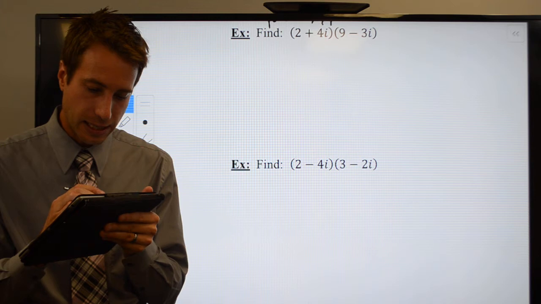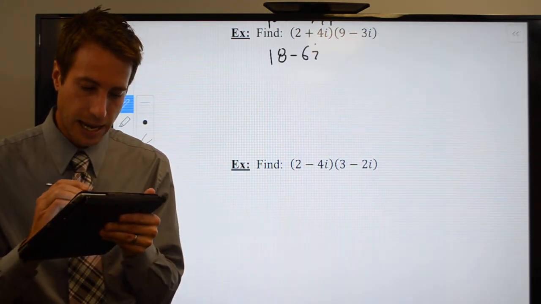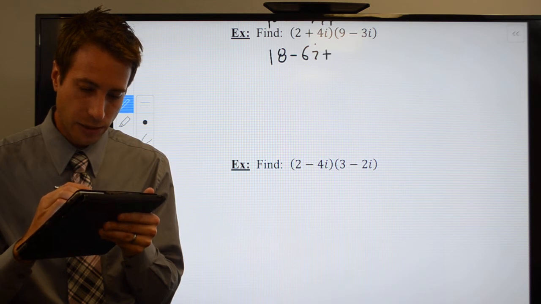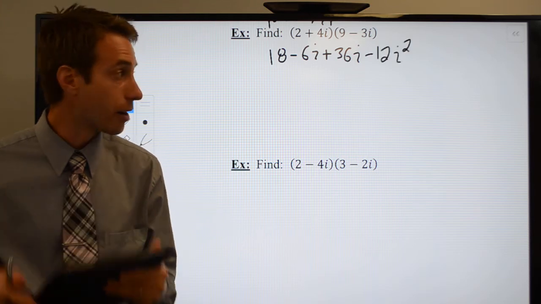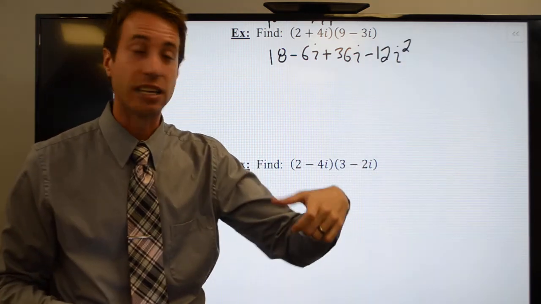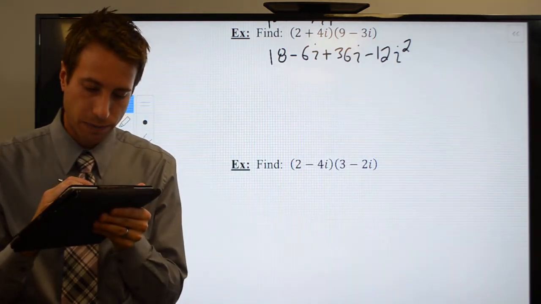2 times 9 is going to be 18. 2 times, so it's going to be a minus 6i. That's going to be a plus 36i. And I'm going to wind up with a minus 12i squared. Remember, that is a negative 1. Negative 1 times a minus 12. So we're going to wind up with a positive 12.